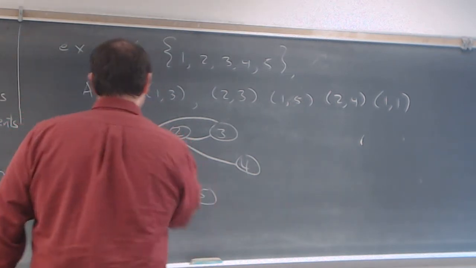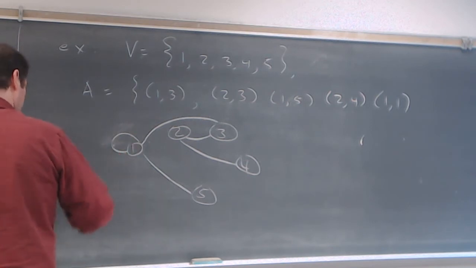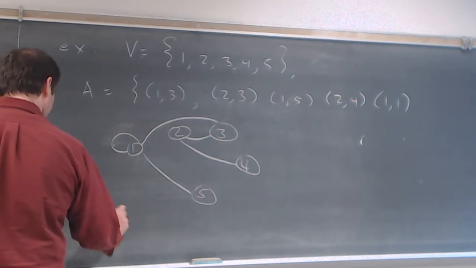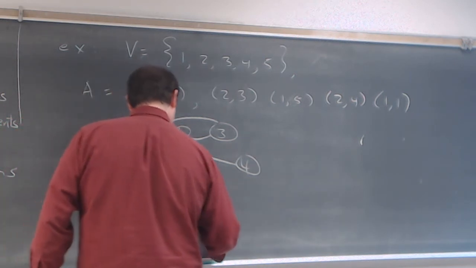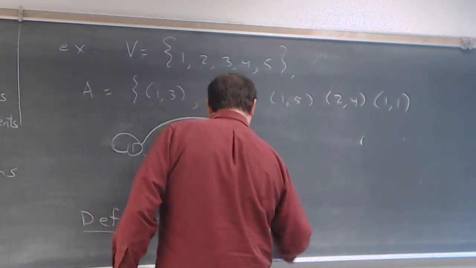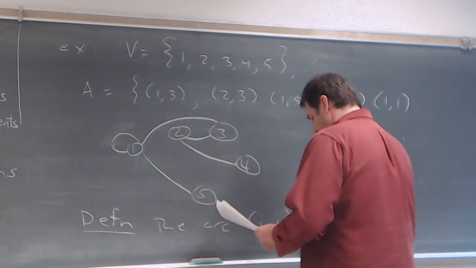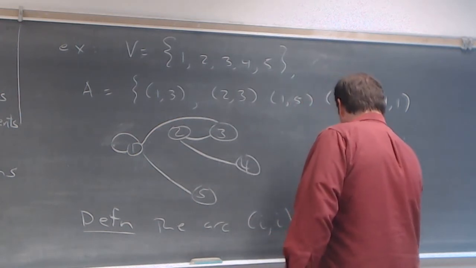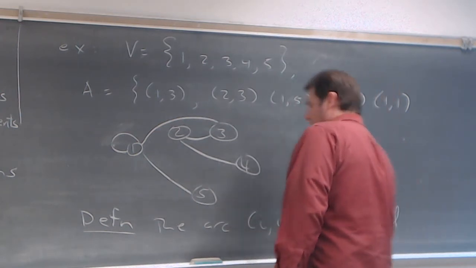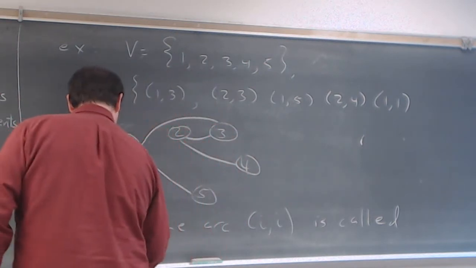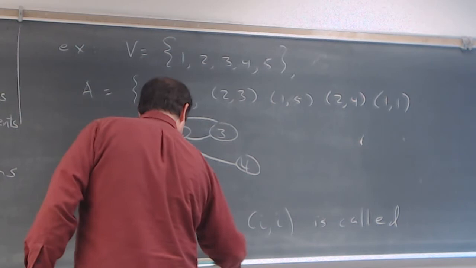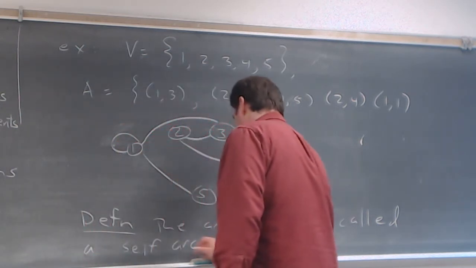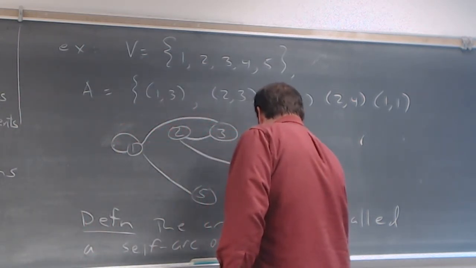And this yields, especially this loop here, this arc, a definition. The arc II is called a self-arc or self-loop.